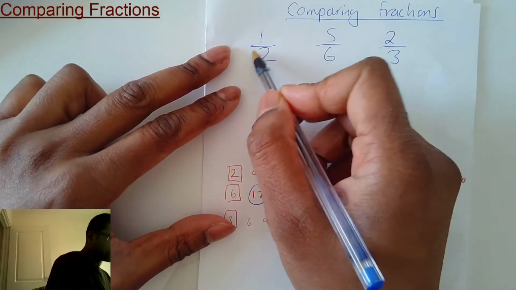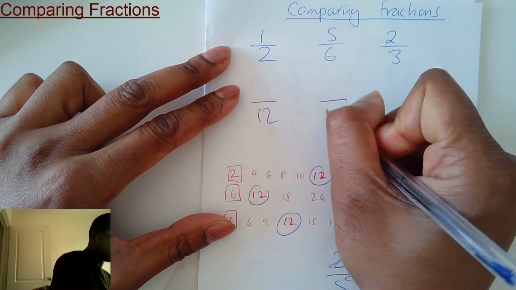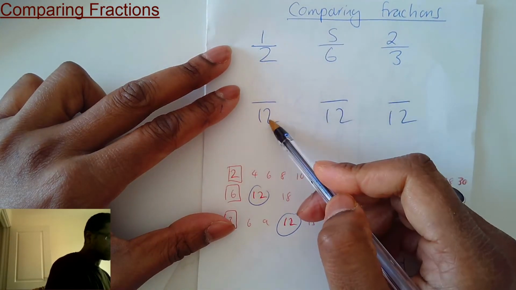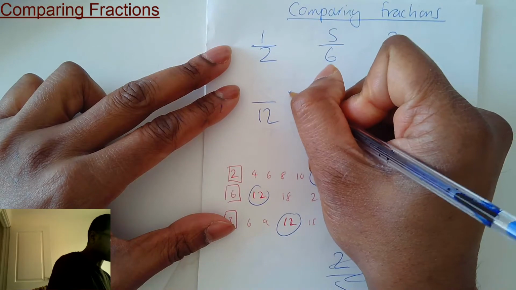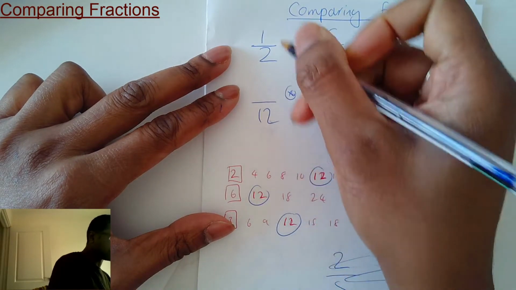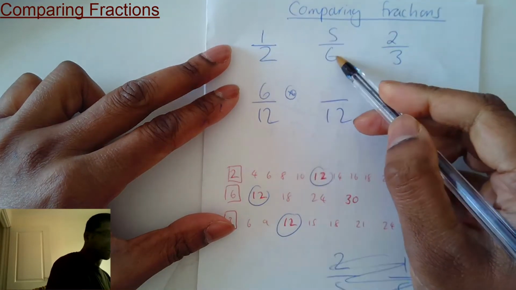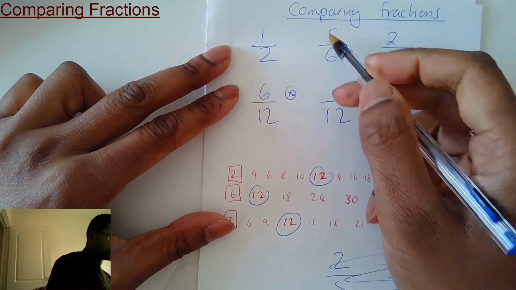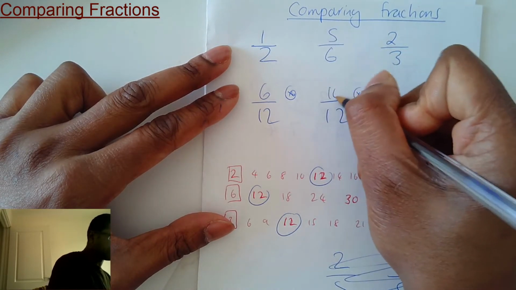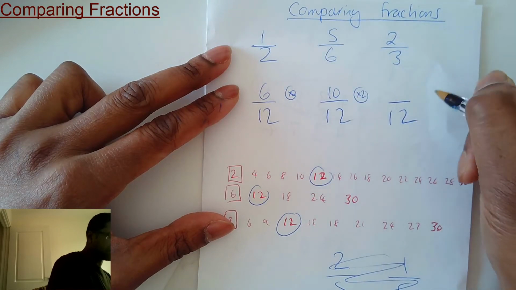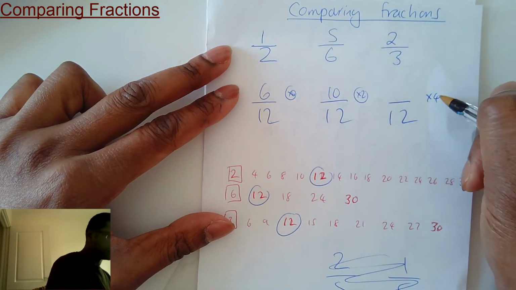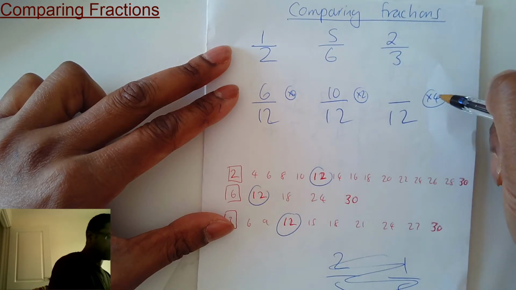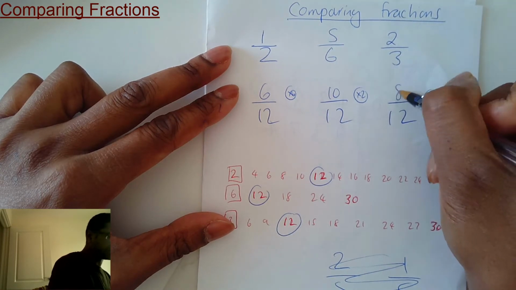So I'm going to change all the denominators into 12. So 2 times something gives me 12, times by 6. Whatever you do to the bottom, do to the top. So 1 times 6 is 6. Right, 6 times something to give me 12, that's times by 2. Do the same for the top as well. 5 times 2 is 10. 3 times something gives me 12. So 3 times 4 gives me 12, so 2 times 4 is 8.